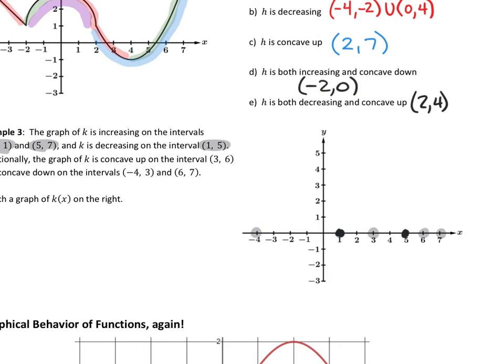We've plotted all of our important points, and because I think it would be helpful, let's color code a little bit. So we know that the increasing intervals will be from -4 to 1, and then from 5 to 7. That's the section of my graph that should be increasing, which means in between that should be decreasing.